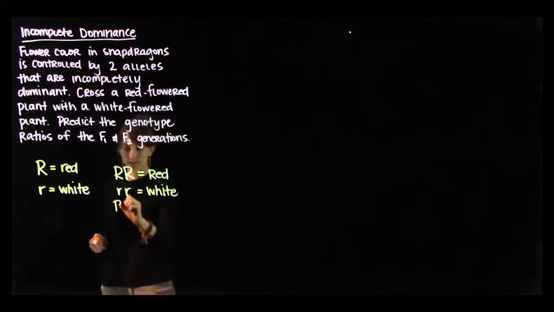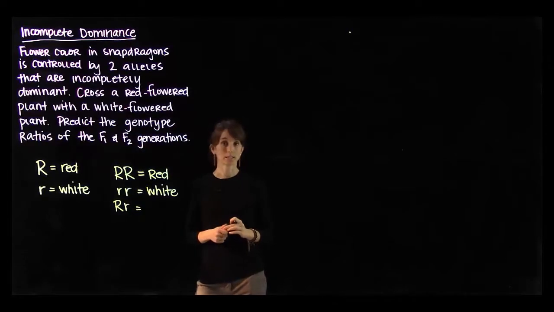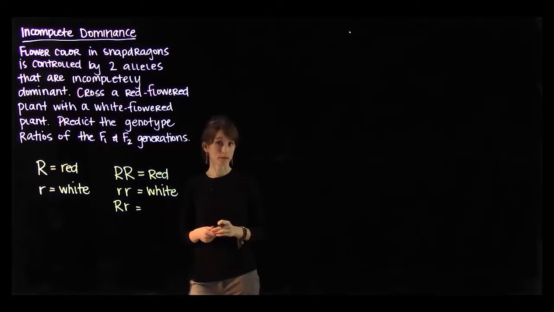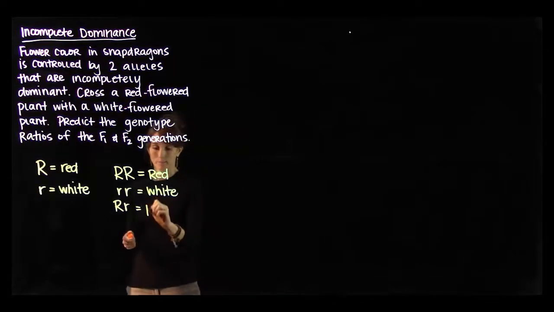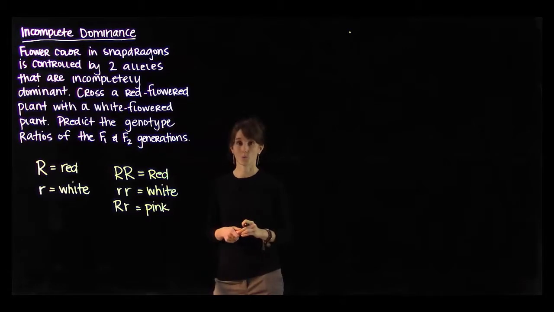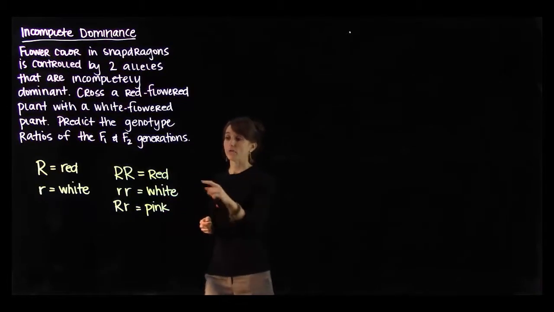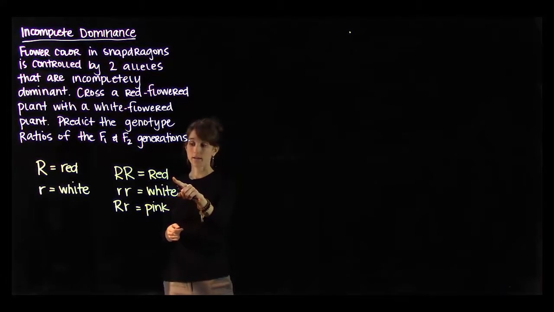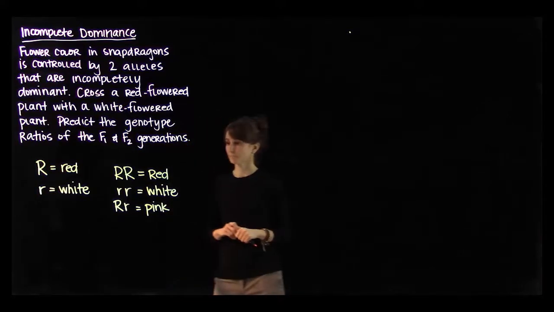With our heterozygous individual, big R, little r, this plant has one dominant allele, so it will produce some red pigment, but not as much as the flower with the big R, big R. So the resulting phenotype here is pink, which is intermediate between the two homozygous phenotypes. So to compare that to Mendel's simple dominance, if we had big R, big R that coded for red, big R, little r also coded for red. So the difference with incomplete dominance comes mainly when we look at the heterozygote.